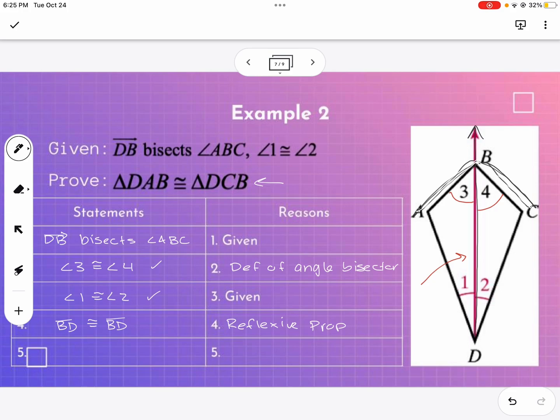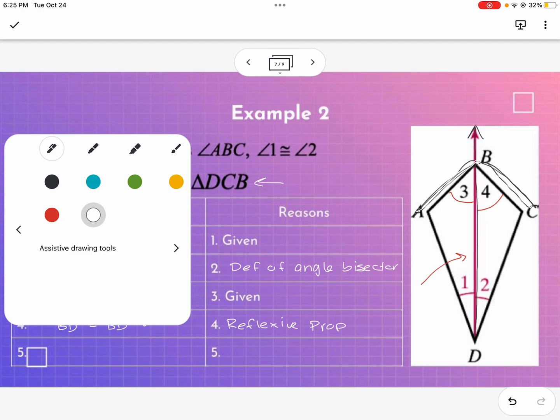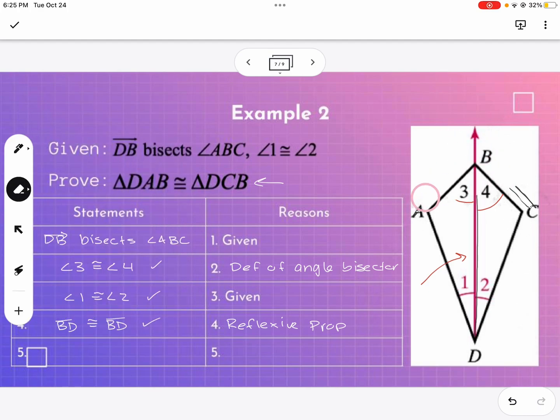All right, I have angle, angle, side. Should I be using angle, angle, side, or should I use angle, side, angle? So because of what we have over here, let me erase some of the markings on this diagram. Because we have this pair of angles congruent, this pair of angles congruent, and the side that's included between them, we're going to go ahead and use angle, side, angle. So I can say triangle DAB is congruent to triangle DCB. I'm using my angle, side, angle postulate.